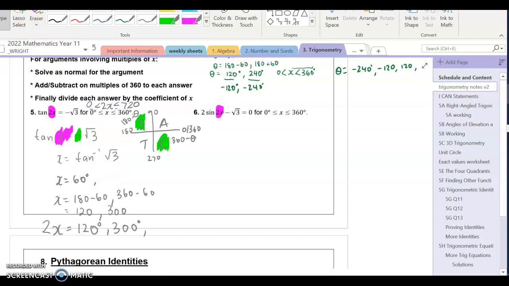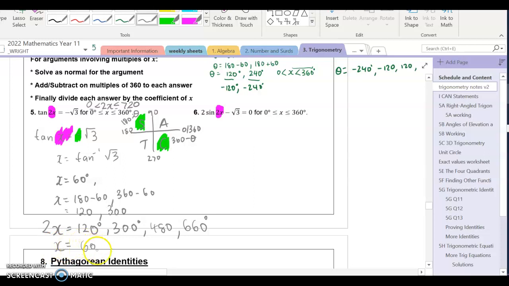So adding 360 degrees to 120 will get me 480 degrees as well. And adding 360 to 300 degrees will get me 660 degrees. So those are my 4 answers for 2x. But we're thinking again, we're wanting to solve. And when we're solving for algebra, we're always solving for x. So what's x going to be equal to? X is going to be equal to half of each of those.